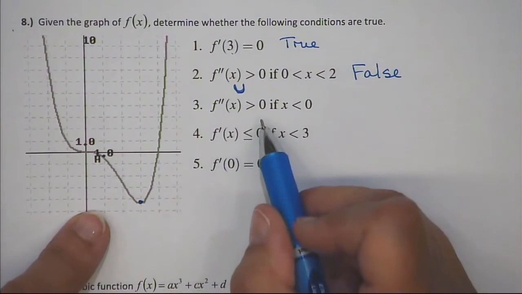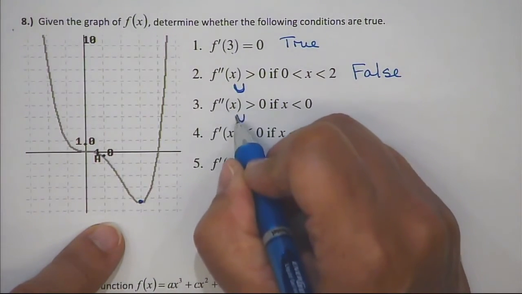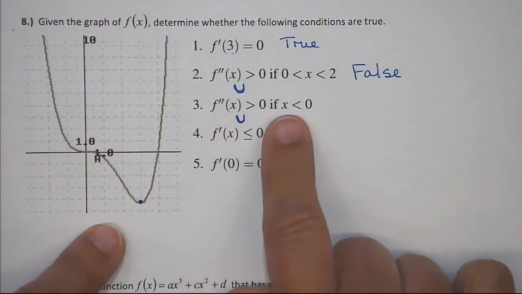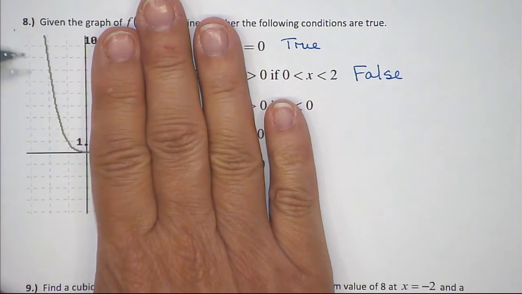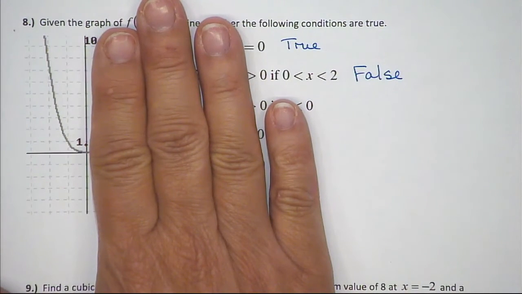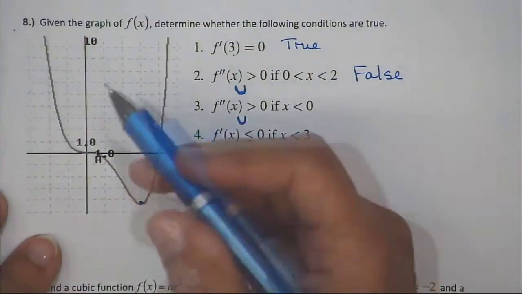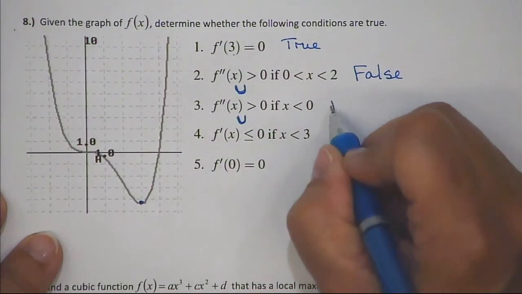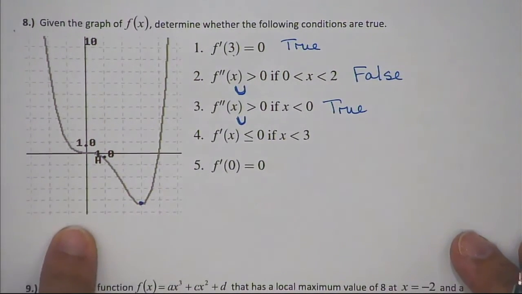All right, number 3. Is the second derivative greater than 0? So again, that means is your function concave up when x is less than 0? So is this piece of your graph concave up? Yes, that's concave up. So that is true. So that second derivative of all those points would be a positive number.